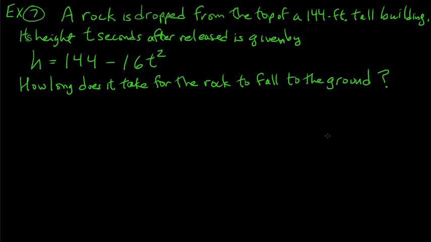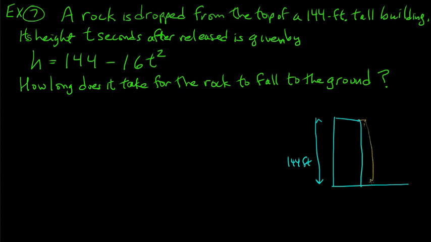And if it helps, just draw a picture here. So we have a building, and we know the height of the building is 144 feet. Someone has measured the height of the building, and someone dropped a rock from the top of the building, and what happens? Well, it falls down, and eventually it just hits the ground. So how long did it take to go from the time that you dropped it until it reaches the ground? It's a very reasonable question.